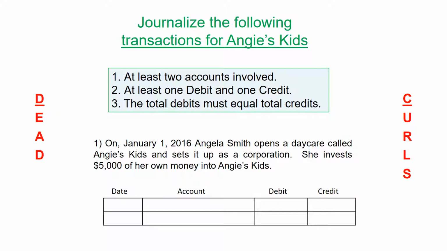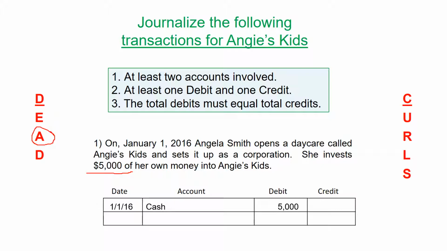So the first problem says, on January 1st, 2016, Angela Smith opens a daycare called Angie's Kids and sets it up as a corporation. She invests $5,000 of her own money into Angie's Kids. So $5,000 is being invested into the company by Angie or Angela. So the company's receiving $5,000. So they're receiving cash. Cash is an asset, so assets increase on the debit side. So on January 1st, the company would debit cash for $5,000.